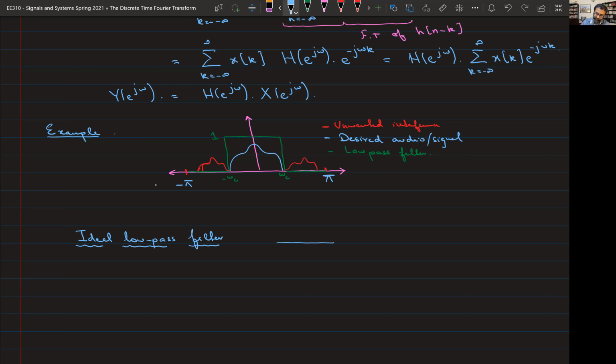So the ideal low pass filter, if this is the frequency axis, this is h of e raised to power j omega, and this is the ideal response. This is omega c, this is minus omega c, and of course everything is periodic, right? So the 2 pi pattern will repeat again.